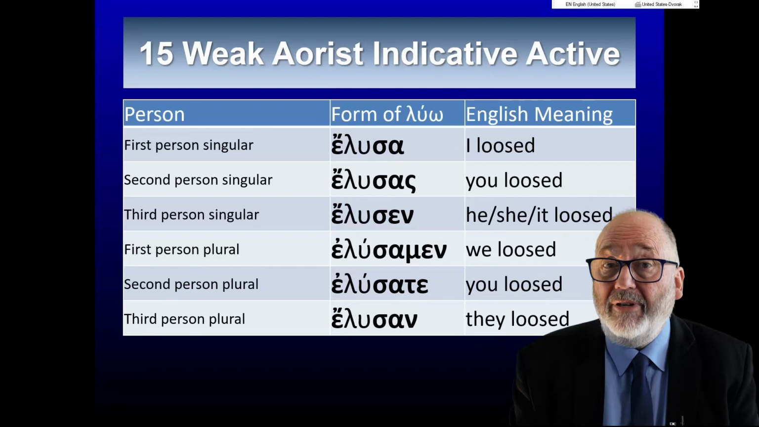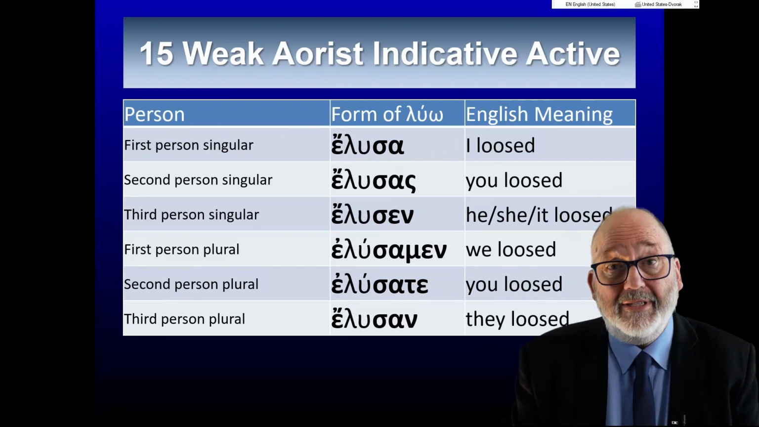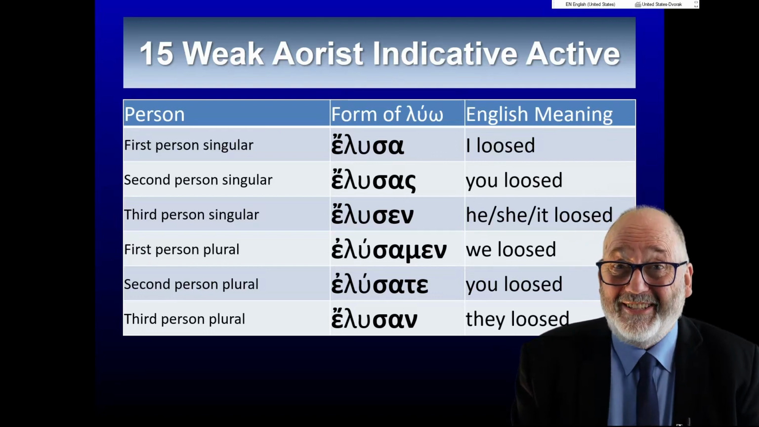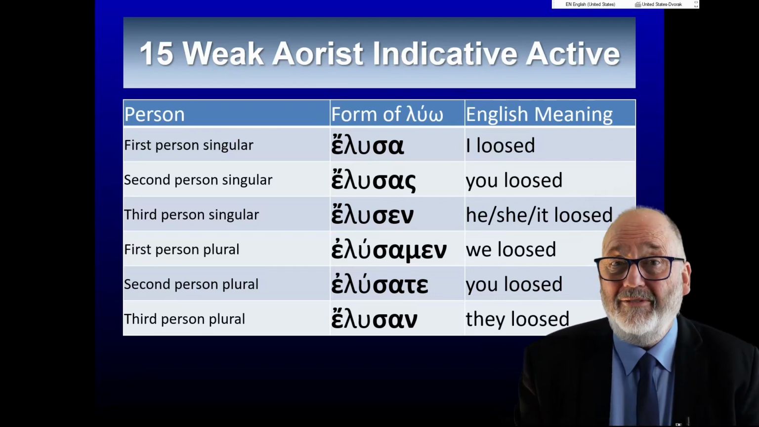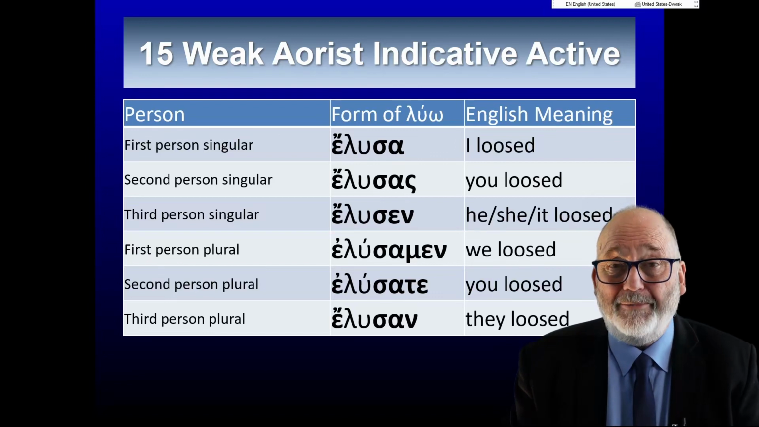You will see that every ending begins with a sigma. And that causes interesting things to happen with many verbs. We'll see that in a second. And also, it begins with an epsilon in front of the verb. That also causes interesting things to happen.